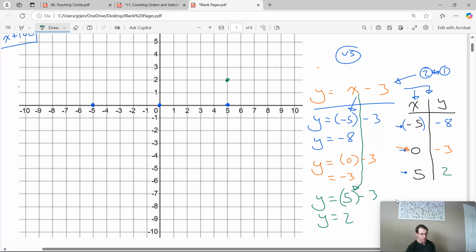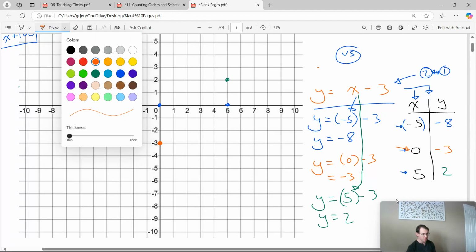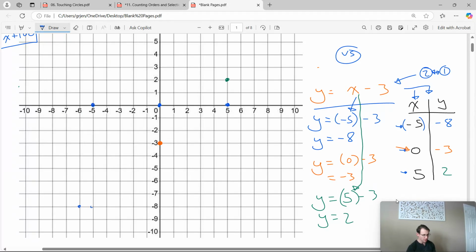This is 5, 2, and 0, -3. I'll do them in the color coding because why not? 0, -3. And then -5 was blue. Okay, -5, -8. There. All right. So now we've got our 3 points that we gathered onto a table of values. And then I just join them with a straight line. Oh my god! They all fall onto a straight line.